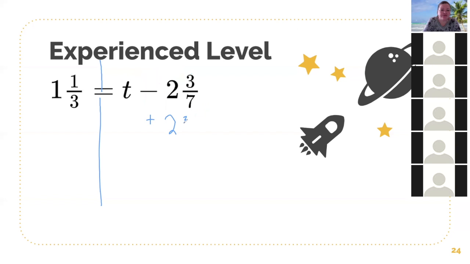And we're going to add exactly the number we want to get rid of. We want to get rid of 2 3/7. We'll add 2 3/7. If I do it to the right hand side, I also got to do it to the left hand side. Exactly. Same operation and same number on both sides.